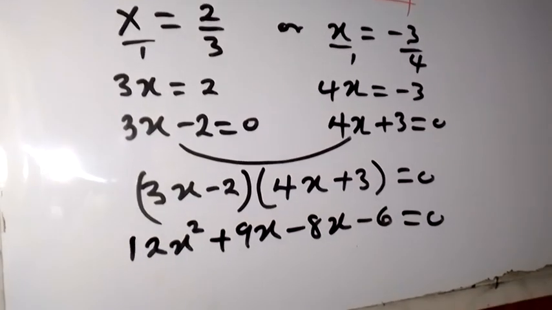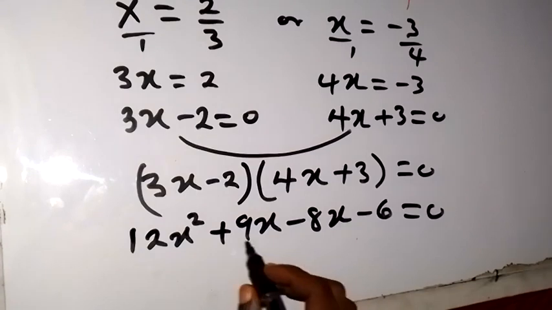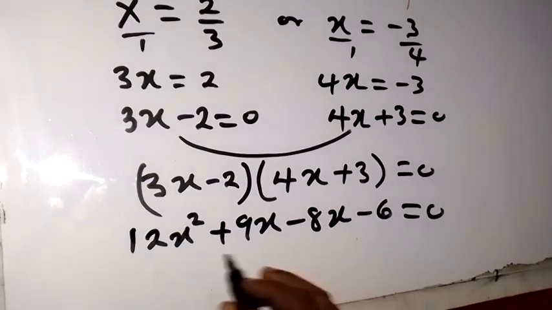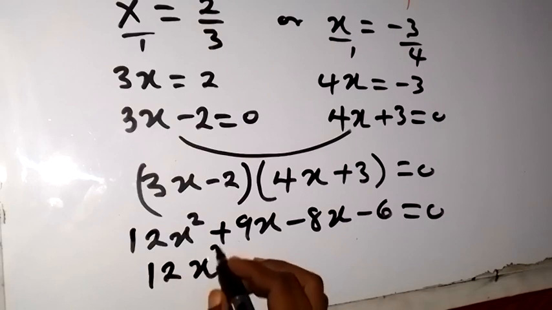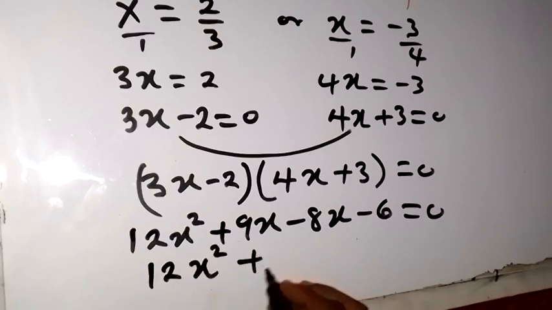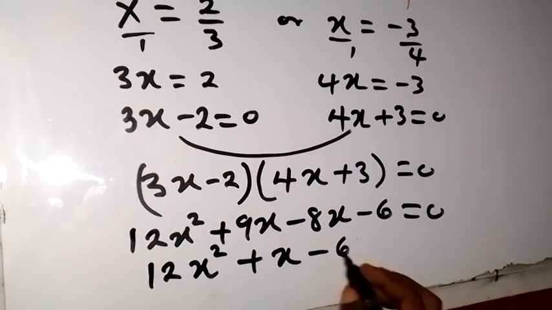Then from there we can see that here now we have what are called like terms. 9x minus 8x, that's x. So we have 12x squared plus x, then minus 6 equal to 0. So this is another method.